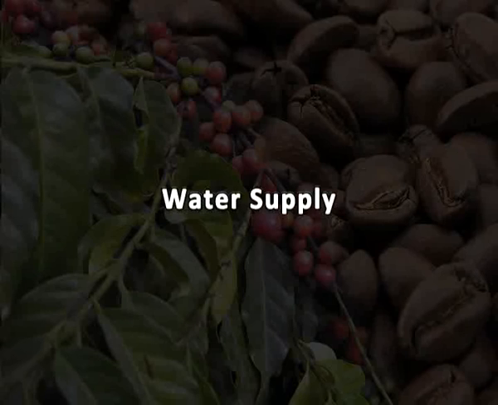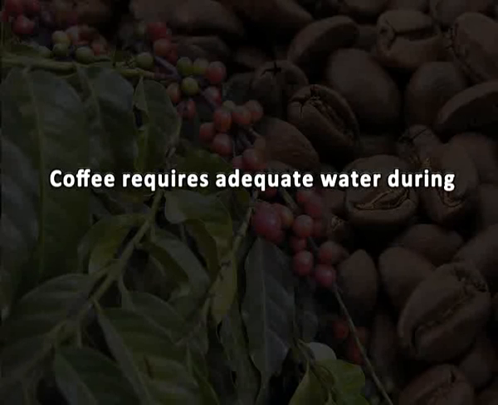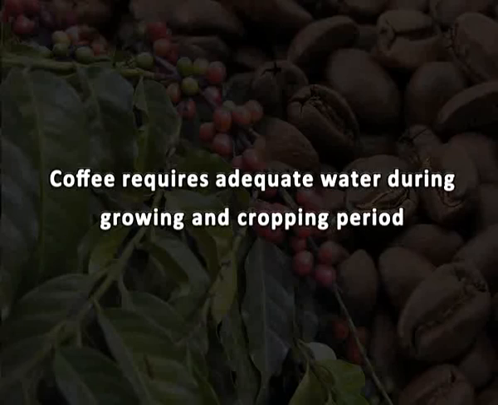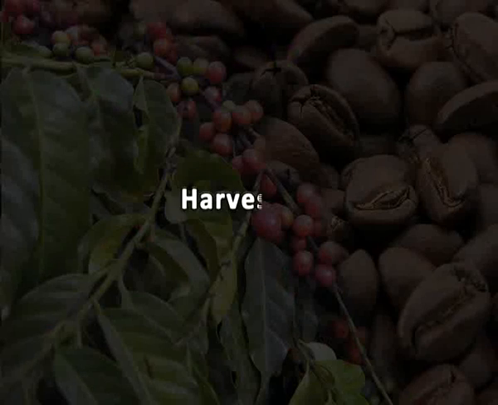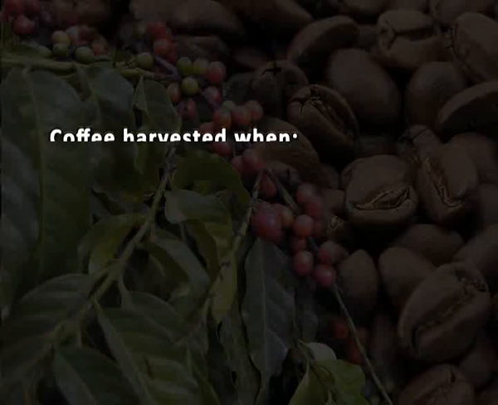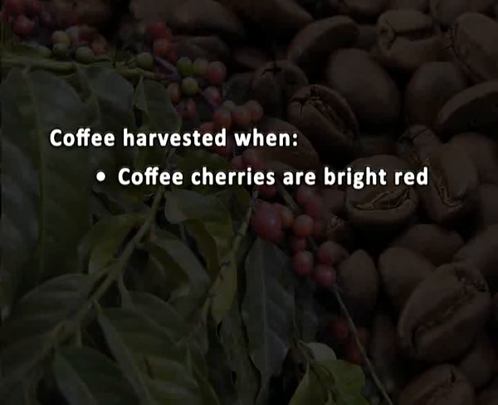Water supply. Coffee requires adequate water during the growing and cropping period. However, a dry stress period followed by sufficient rain or irrigation is required to promote uniform flowering and a good fruit set. Harvesting. Coffee is harvested when the coffee cherries are bright red, glossy and firm.